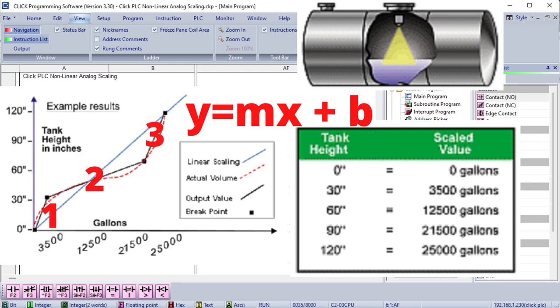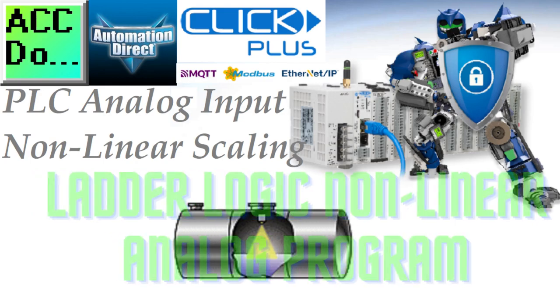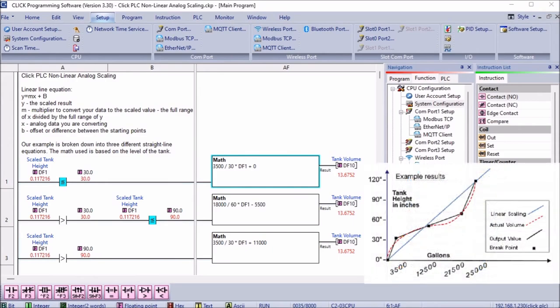Now, depending on the level of the tank, we will be using different math equations for the lines. We can now write our ladder logic PLC program for the Click PLC. Click PLC ladder logic nonlinear analog program. Now, the comparison is used to determine the linear line segment we will use.